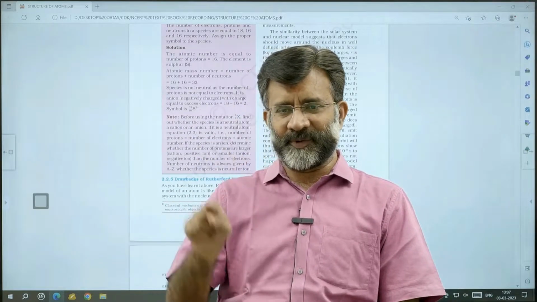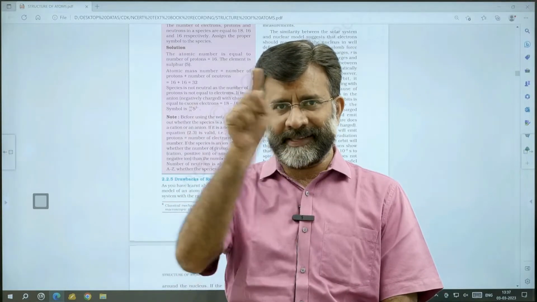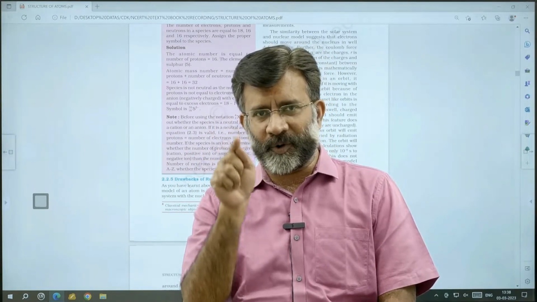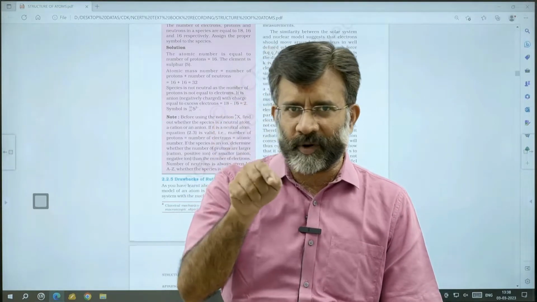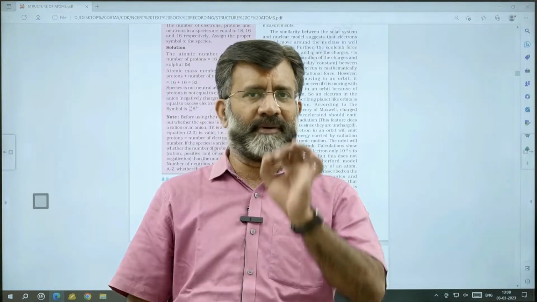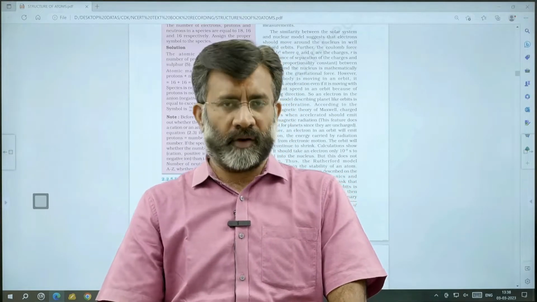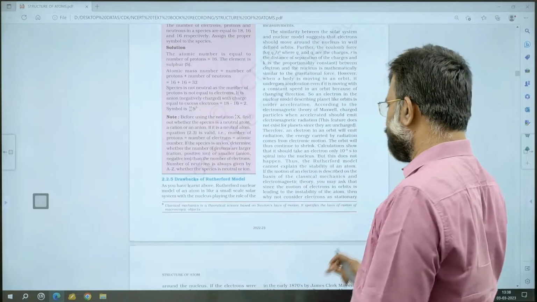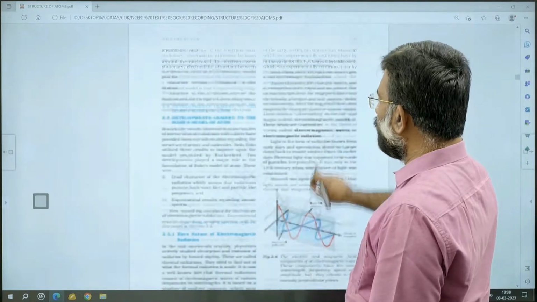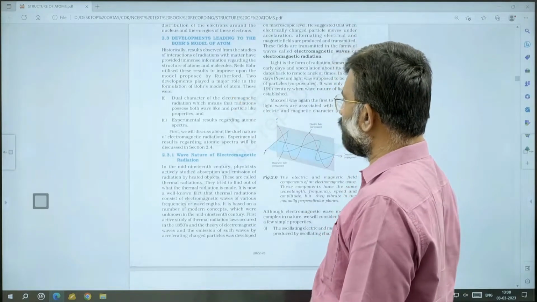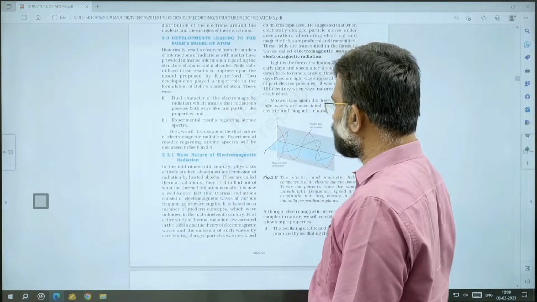The electrons moving like this will change the path, and ultimately follow a spiral path and collapse into the nucleus. It is not explaining the stable nature of matter, the stable nature of an atom. That was the main drawback of Rutherford model. You might have learned about the development leading to Bohr model of atom, dual nature of electromagnetic radiation, experimental results regarding atomic spectra.